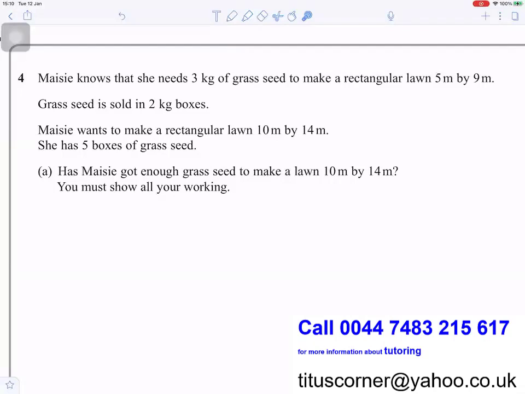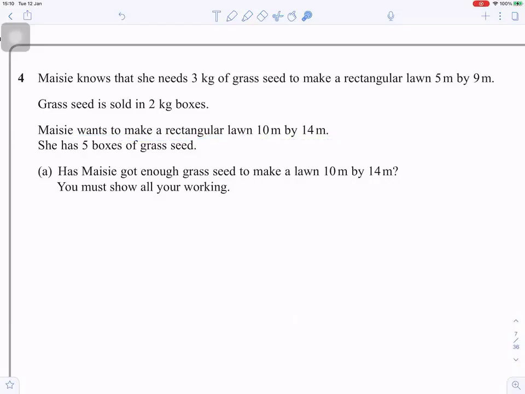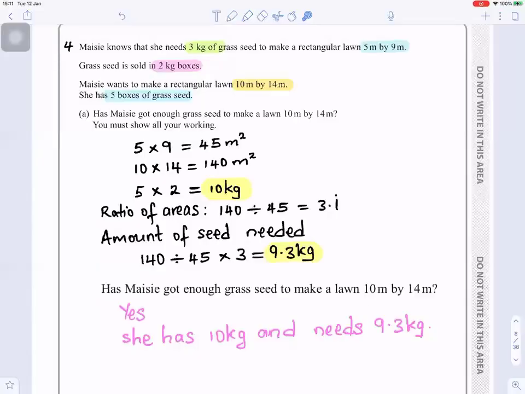Question number 4. Maisie knows that she needs 3 kilograms of grass seed to make a rectangular lawn 5 meters by 9 meters. Grass seed is sold in 2 kilogram boxes. Maisie wants to make a rectangular lawn 10 meters by 14 meters. She has 5 boxes of grass seed. Has Maisie got enough grass seed to make a lawn 10 meter by 14 meter? You must show all your working.